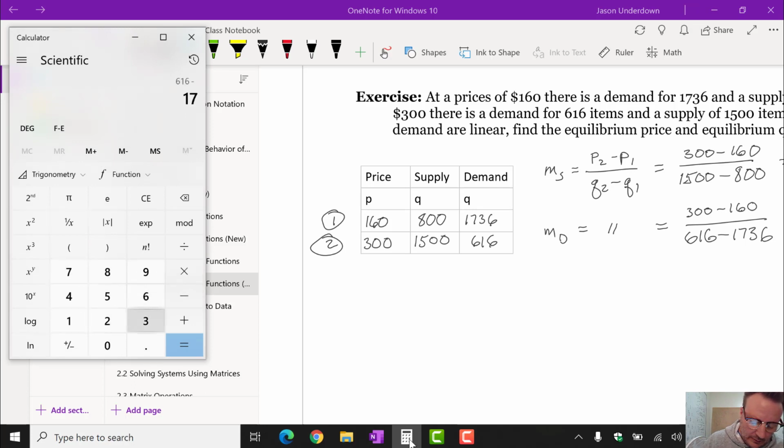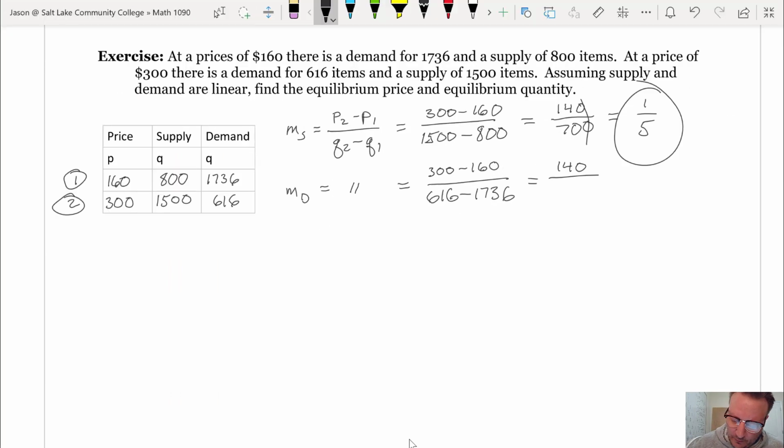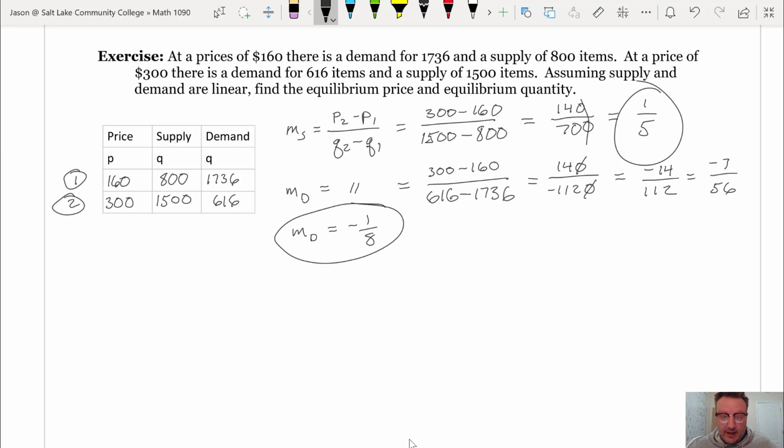616 minus 1736. Negative 1,120. So we end up with 140 over negative 1,120. I can divide out a factor of 10 from both numerator and denominator. And I have negative 14 over 112. These are both divisible by 2. I get negative 7 over 56. Oh, these are both divisible by 7, and I get negative 1/8. So M sub D is negative 1/8. Okay, that's a good sign because our demand curve has a negative slope.